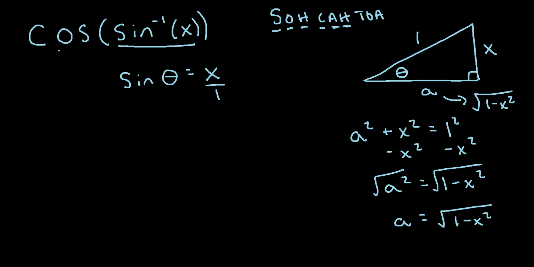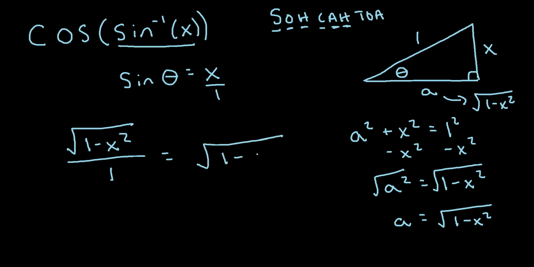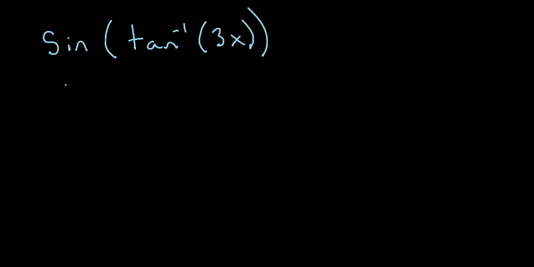So the cosine, we said that's what we're trying to find, is the adjacent side, so let's write that, the adjacent side divided by the hypotenuse, which is 1. So this is our final answer, and if we want, we can just write it as the square root of 1 minus x squared. So that is how we can write this original trig function as just an algebraic expression. All right, let's try one more example.